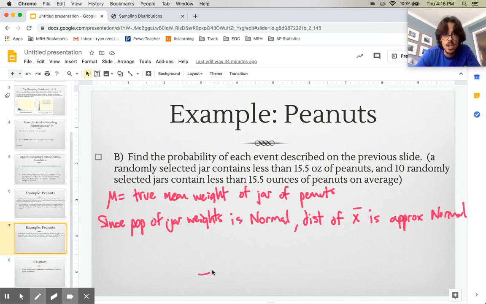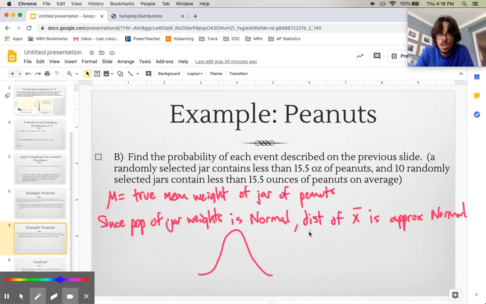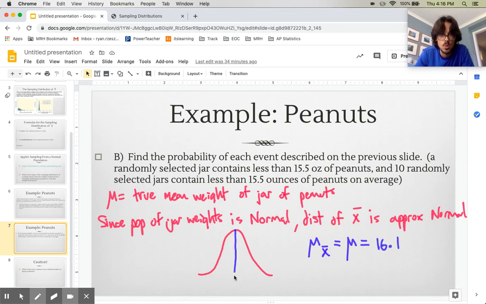So we know we can actually do normal CDF stuff, but what numbers do we use? Well, we need the mean and we need the standard deviation. So the mean for X bar's graph is just the mean for the population. And the mean for the population, it said earlier, was 16.1. So that's cool. 16.1 is my mean. This is X bar's graph right here.